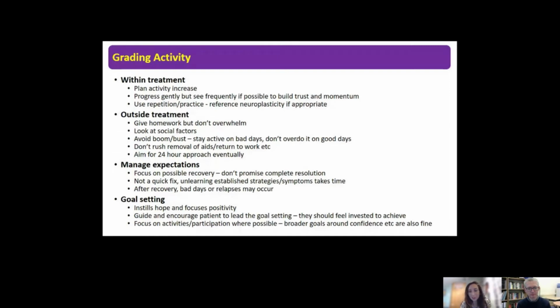And this isn't specific to FND, this is for all patients, isn't it? Focus on activities and participation for your goal setting where possible, rather than saying, I'm going to increase your leg strength from 3 to 5, because that's just not consistent with this FND picture.